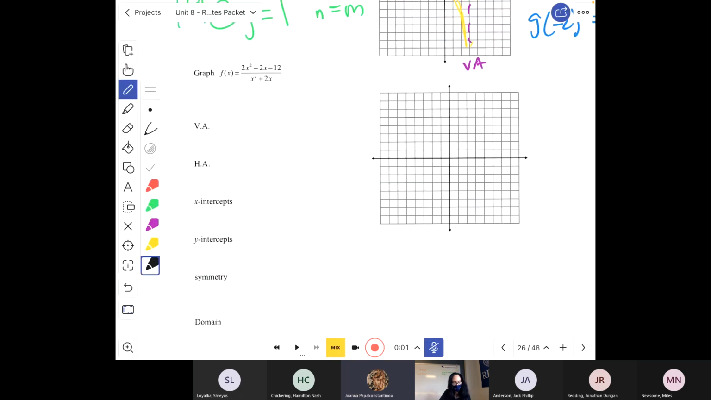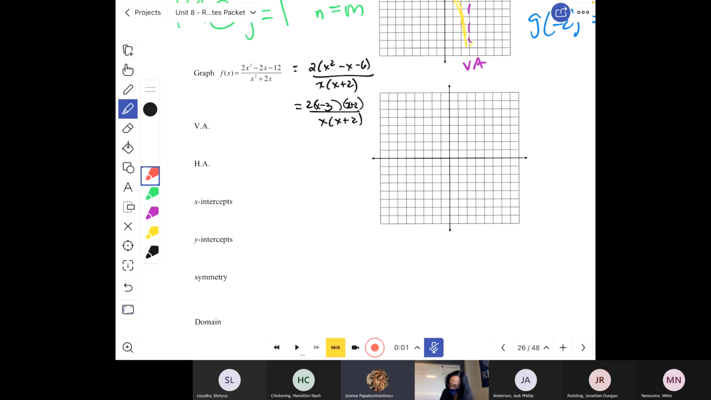What do I do first? Factor the numerator. Greatest common factor, I'm going to go ahead and take out a 2. Greatest common factor in the denominator, I'm going to take out an x. Factor out an x. I can continue to factor my numerator. What are my 2 factors? I see a hole. Okay, so I see a hole. Where? Negative 2. And what is the y when I substitute in negative 2 for x?